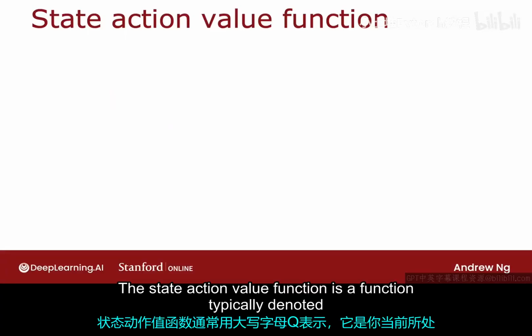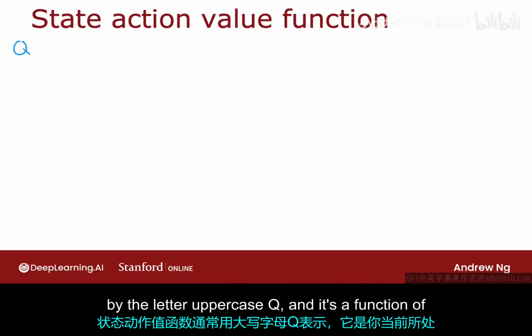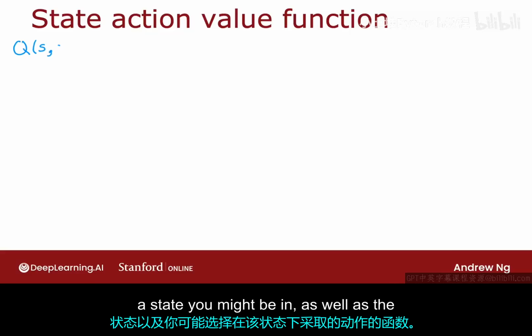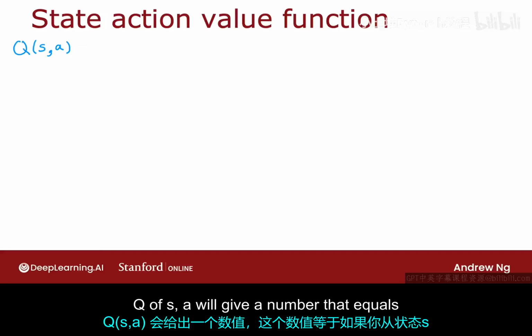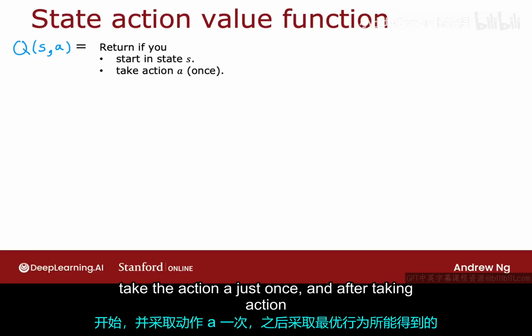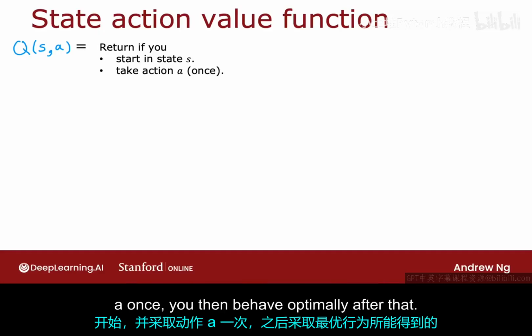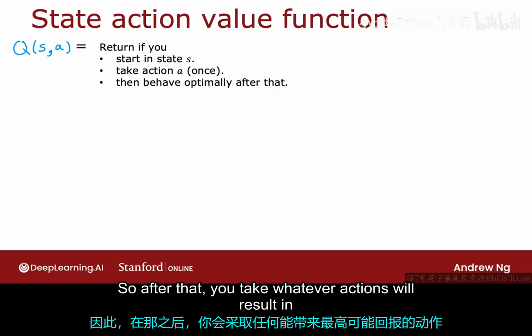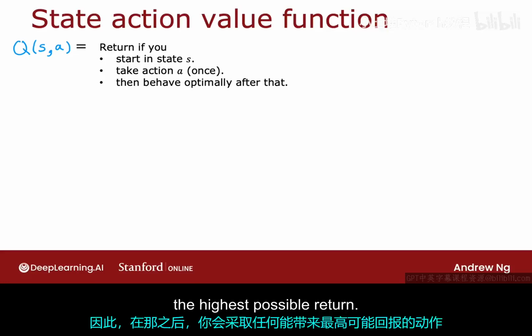The state action value function is a function typically denoted by the letter uppercase Q, and is a function of a state you might be in, as well as the action you might choose to take in that state. Q of S, A will give a number that equals the return if you start in that state S and take the action A just once. And after taking action A once, you then behave optimally after that. So after that, you take whatever actions will result in the highest possible return.